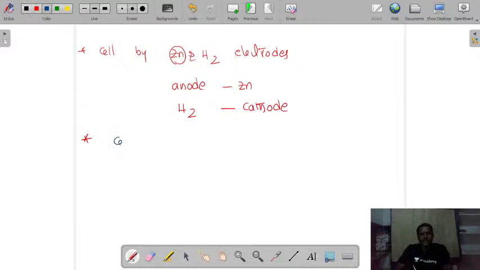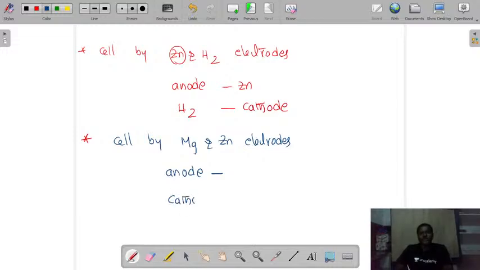Suppose a galvanic cell is constructed by magnesium and zinc electrodes. Which one acts as the anode and which one acts as the cathode? Due to its larger size, magnesium acts as the anode.